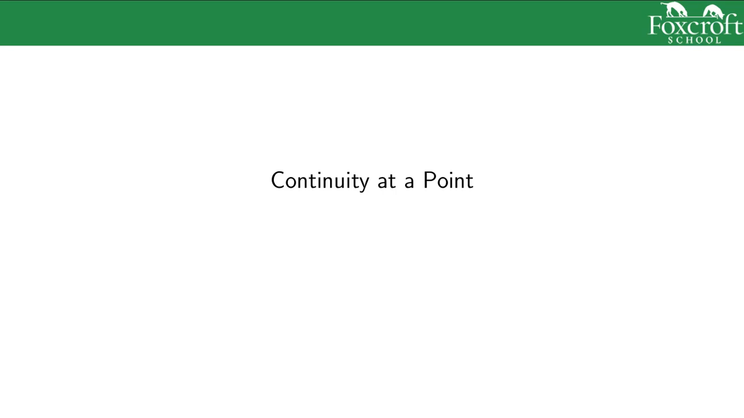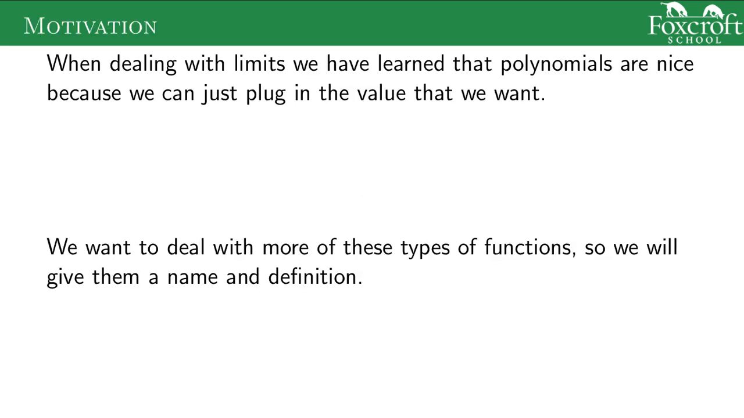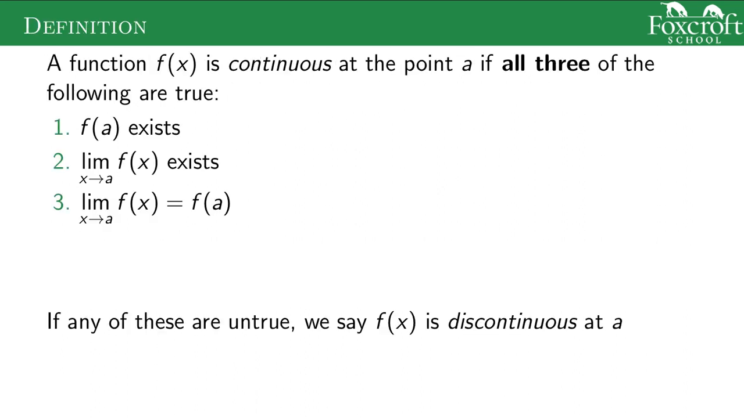In this video, we're going to look at a new definition for continuity at a point. In dealing with limits, we learned that polynomials are really nice because all we have to do to evaluate the limit of a polynomial is just plug in a value. It's a nice property that we wish happened more often. So we're going to give it a name and a definition for the types of places where evaluating the limit is just the same as plugging in the value. This is known as continuous.